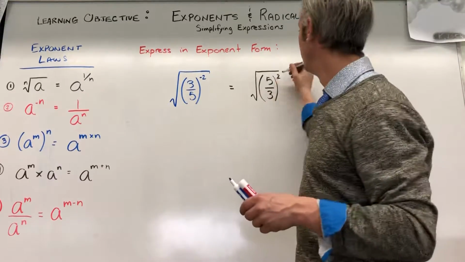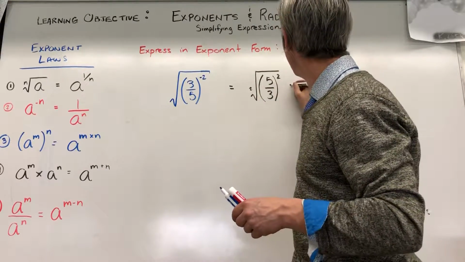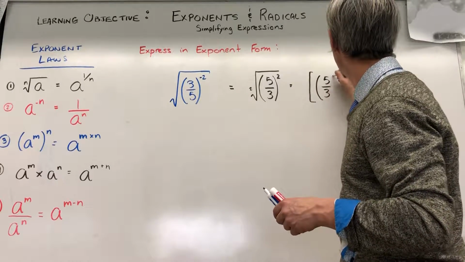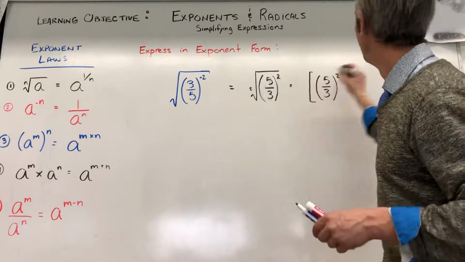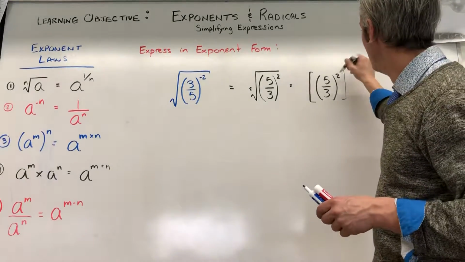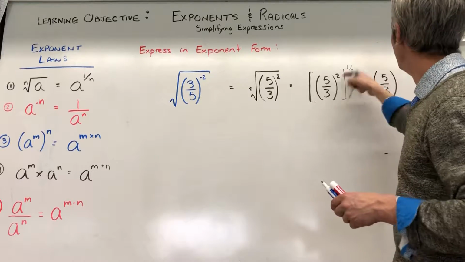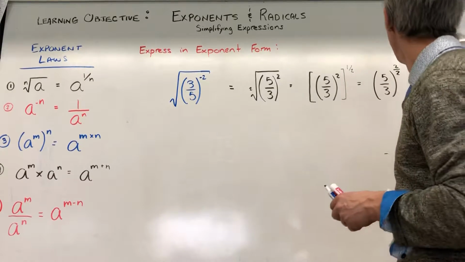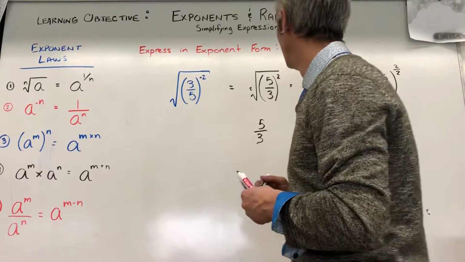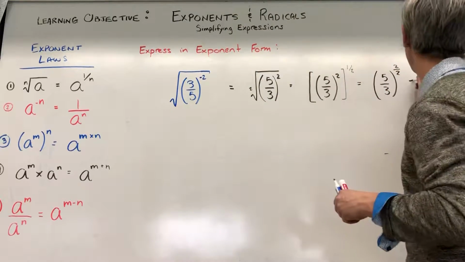And then I could say, okay, well this is going to be all my a, so there's an invisible 2 here, so I could write all this as 5 over 3 squared, this guy, to the power of 1 over 2. And then this 1/2 will multiply with the 2. 2 times 1/2 is 2 over 2. 2 over 2 is the same as 1, so this just becomes 5 over 3. Okay?